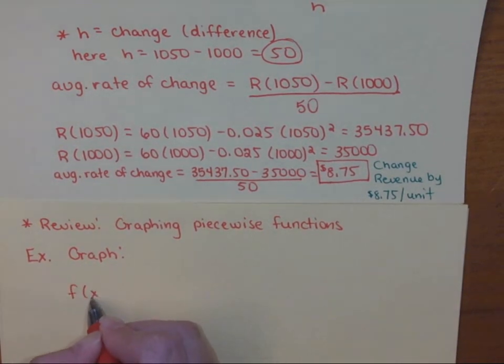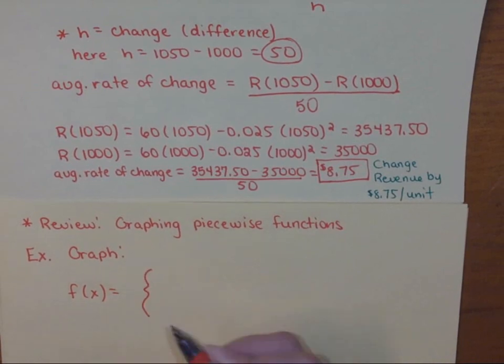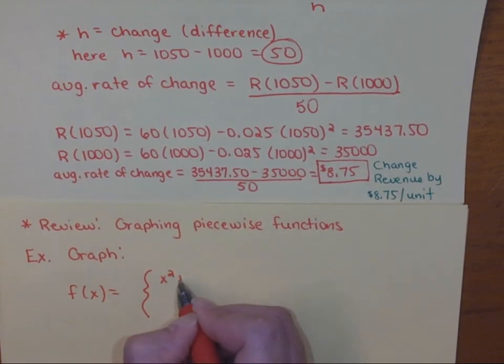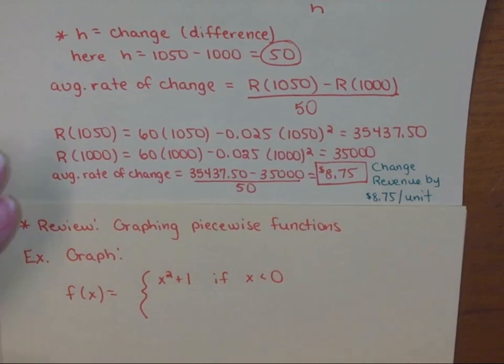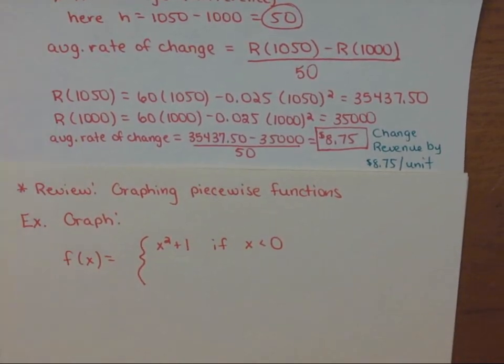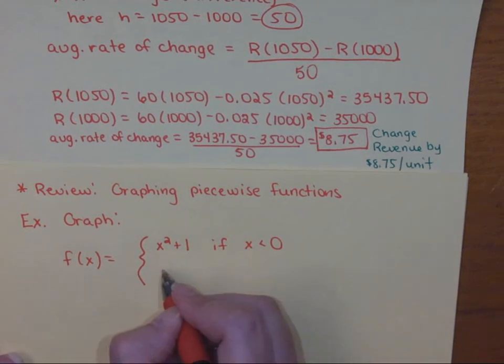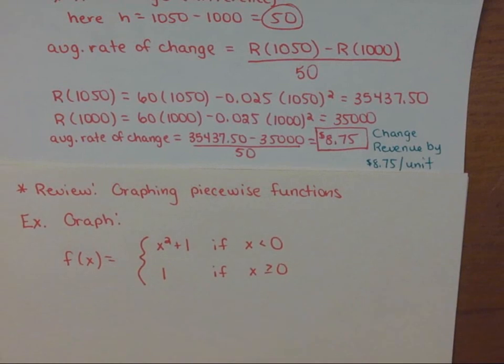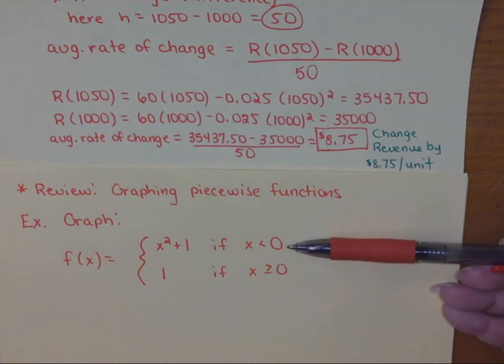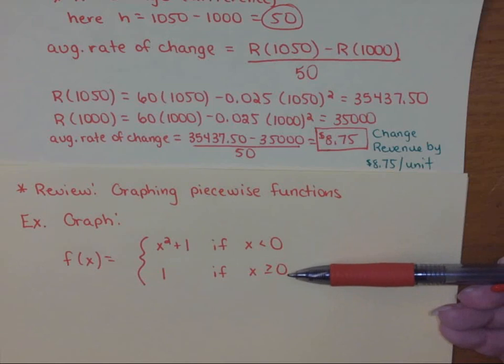So let's say you're given a piecewise function. Remember, those look like curly braces and then usually more than one equation. So let's say that f of x is x squared plus 1 if x is less than 0, but it's 1 if x is greater than or equal to 0. So hopefully you kind of know by looking, this first equation is going to be a parabola. So we have a parabola pattern, but then once we hit 0, we're a constant 1 pattern.